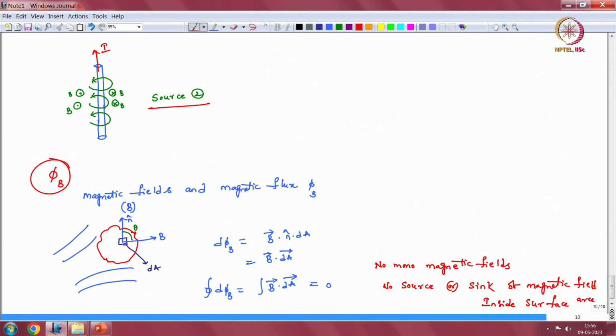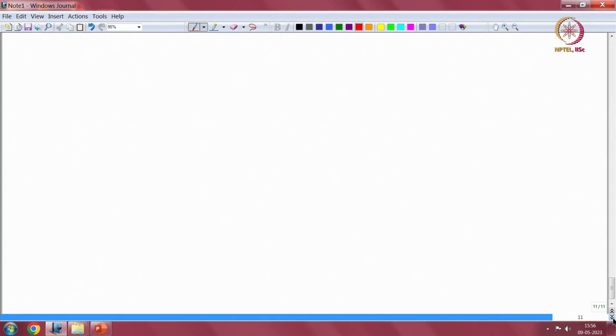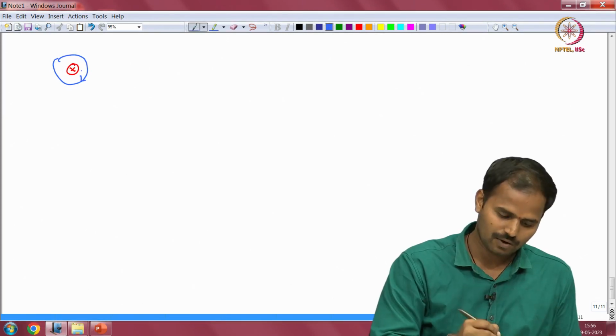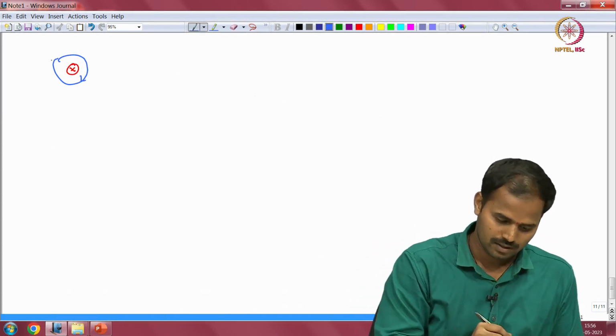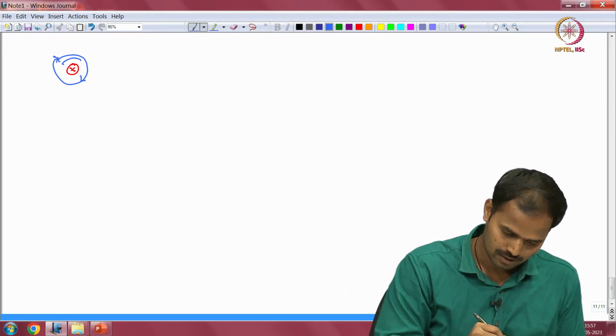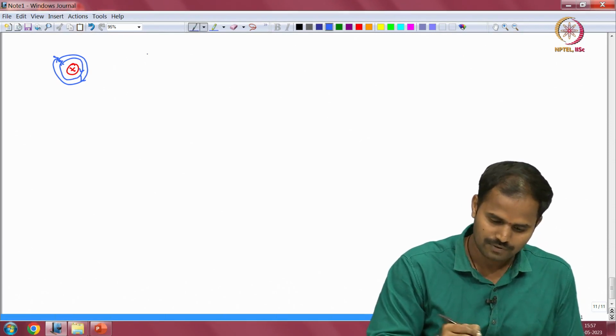Now we have seen what the flux is, and we have discussed source 1 and source 2 of the magnetic fields. Next we will discuss the current carrying loop or wire. We have seen only one single conductor, right. If the current is going in, then the magnetic field lines will be in this manner. As per the thumb rule, if it is going in, then it will be in the clockwise direction, right. And if the current is coming out, it is in the opposite direction.